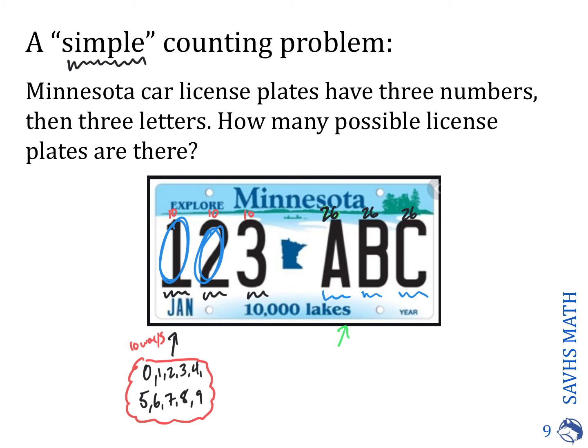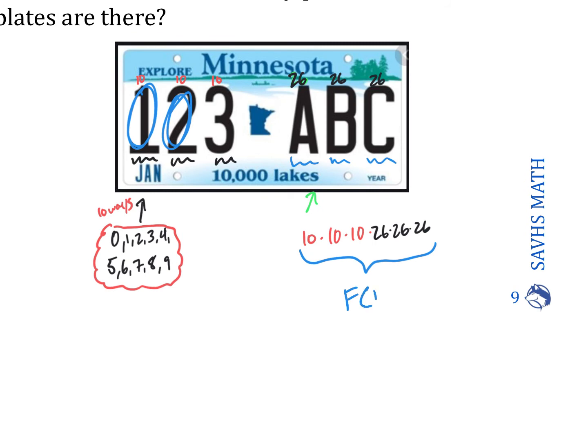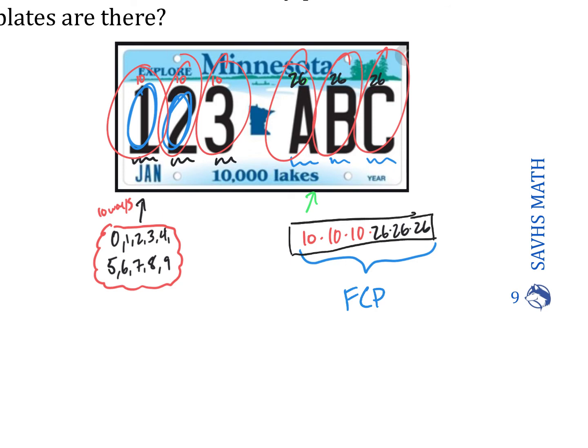Okay, so all together, how many possible ways could we get a license plate out? Well, we could have 10 times 10 times 10 times 26 times 26 times 26. This is the fundamental counting principle. I'm going to write FCP here for fundamental counting principle. This says if we have 10 ways to do this, and then 10 ways to do this, and then 10 ways to do this, and 26 ways to do this, and 26 ways to do this, and 26 ways to do this, then we can take all those possibilities and multiply them to get the total number of possible outcomes.